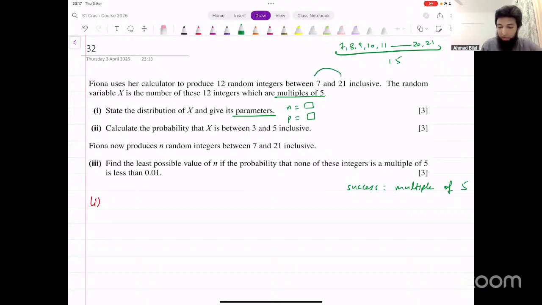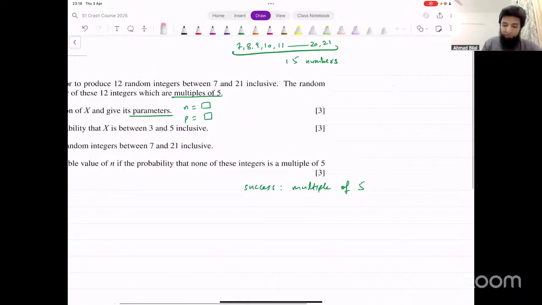Don't just do 21 minus 7. 21 minus 7 is 14. However, since both numbers are inclusive, 7 is also included and 21 is also included, we actually get one more than 14. That's 15. These are 15 numbers in total. So a number is being generated from these 15 numbers, from 7 to 21. All right. What's the probability that that number would be a multiple of 5?